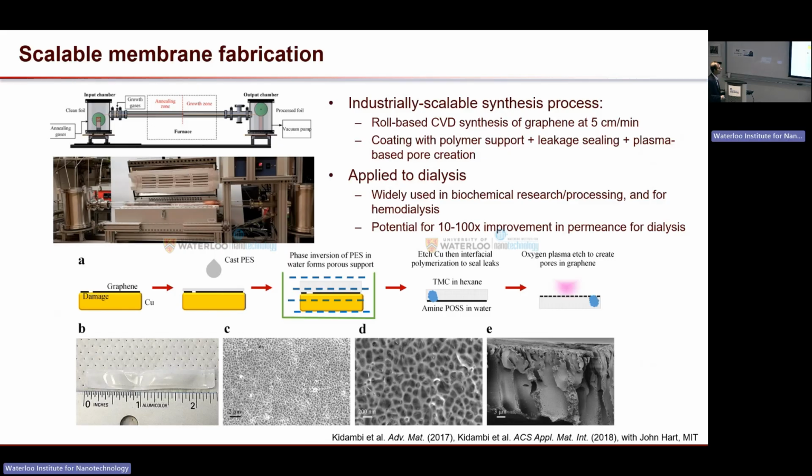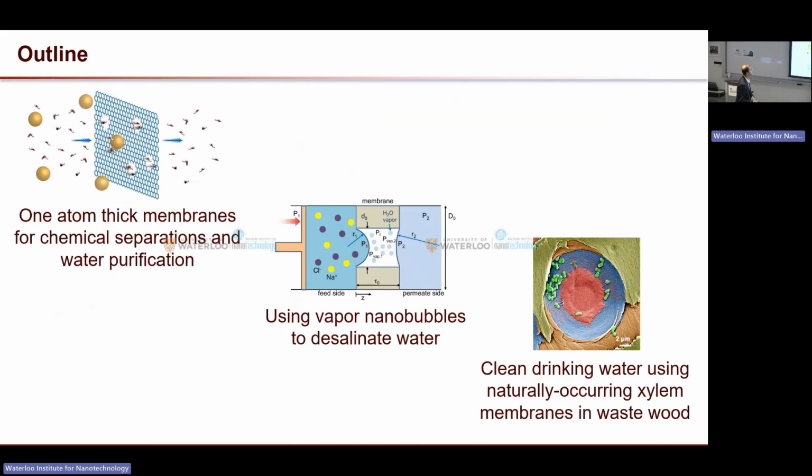We have also done work in scaling up these membranes, or demonstrating you can do that. This is work with John Hart and Piran Kedambi, where it's a roll-to-roll fabrication of the graphene, and then you can do casting of polymer and defect sealing and oxygen plasma. And we were able to show these membranes outperform conventional membranes in dialysis separations.